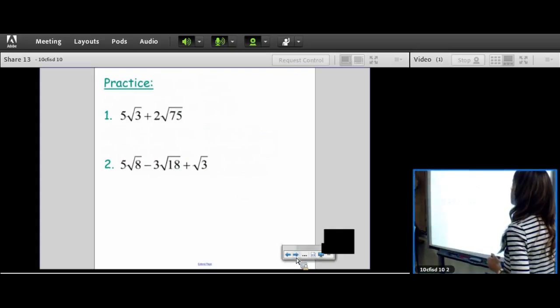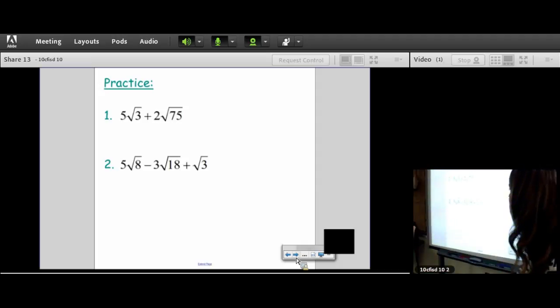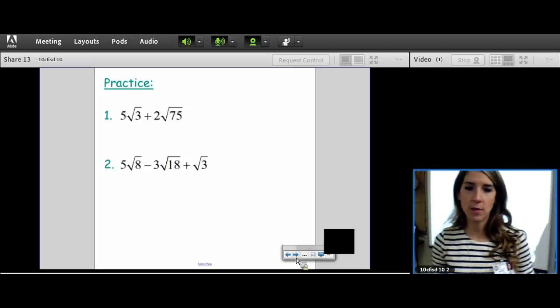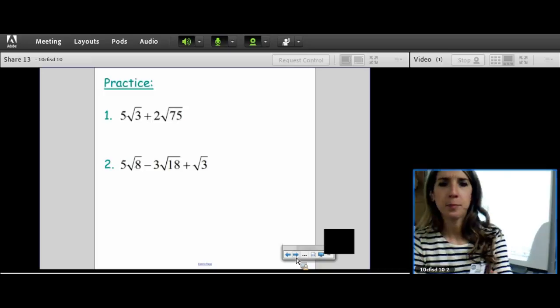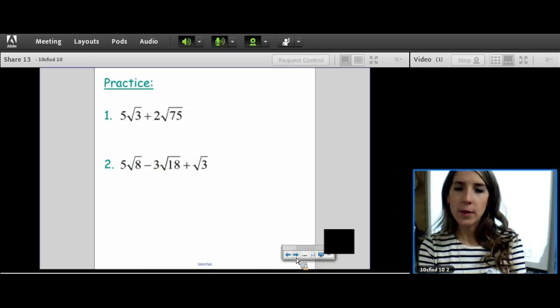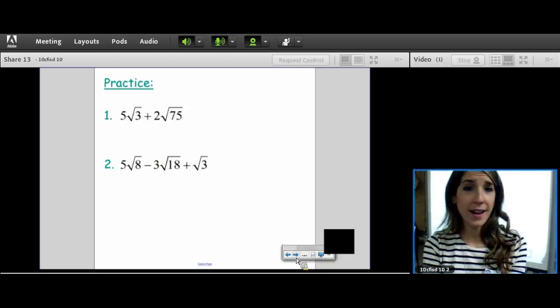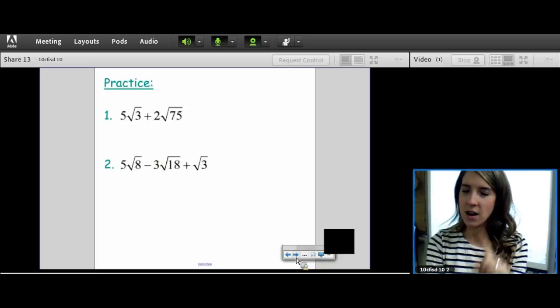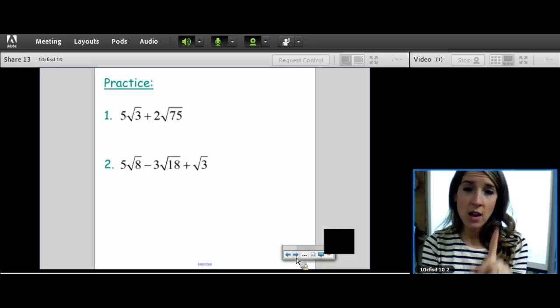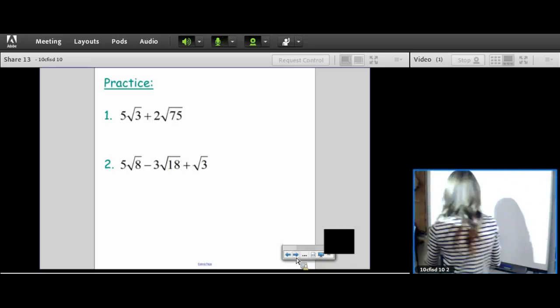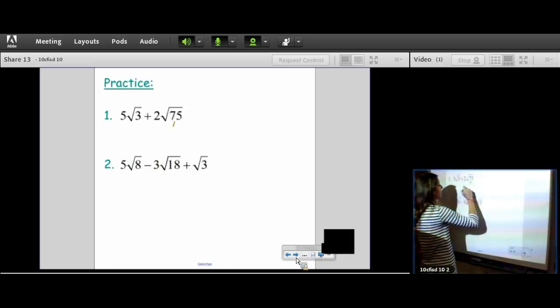Let's do these examples in our notes. Write example number 1 down, and we're going to get right to it. We're going to start solving it. 5 root 3 plus 2 root 75. Okay. So first of all, those radicands don't match. But wait a minute. One of them is not simplified. So we need to factor tree 75, which we did earlier in class today.